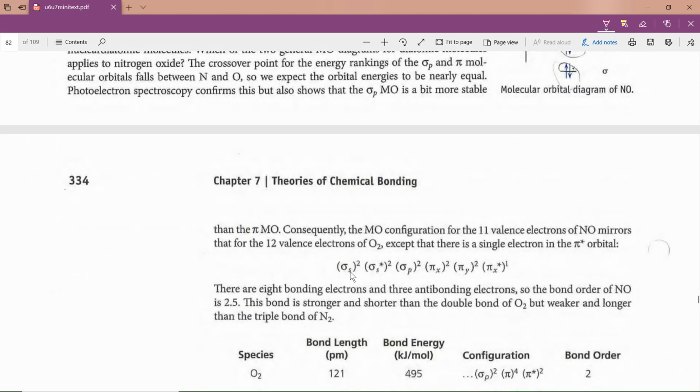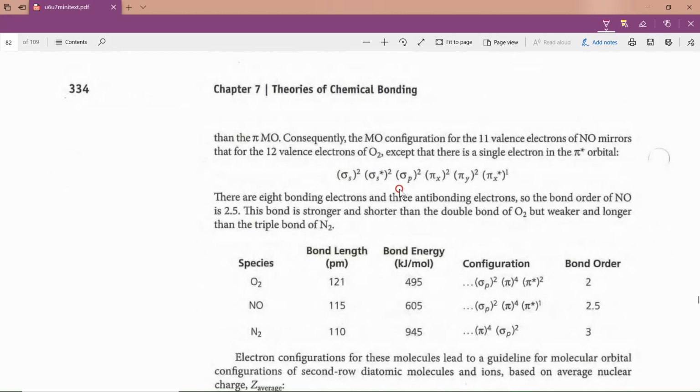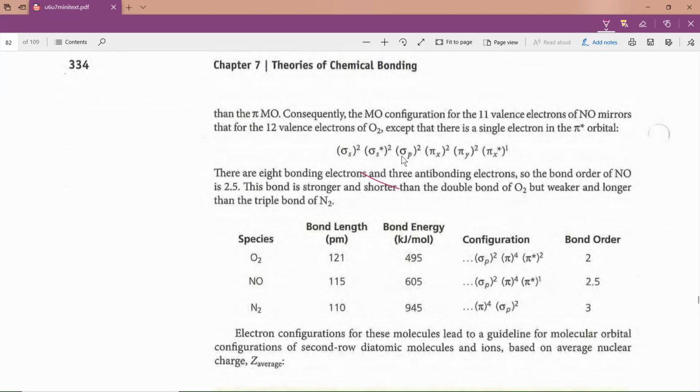So for NO, it's almost the same as O2, except instead of a pi y star 1, you don't have anything, but you've got 1 less electron, and then you can calculate the bond order. So it'll be 2, 4, 6, 8 minus 3 is 5, divided by 2 is 2.5. So oxygen has a bond order of 2, NO, which has 1 less electron in an antibonding molecular orbital, has a bond order of 2.5. Nitrogen, then you've got even fewer electrons in antibonding MOs, and you get a bond order of 3.